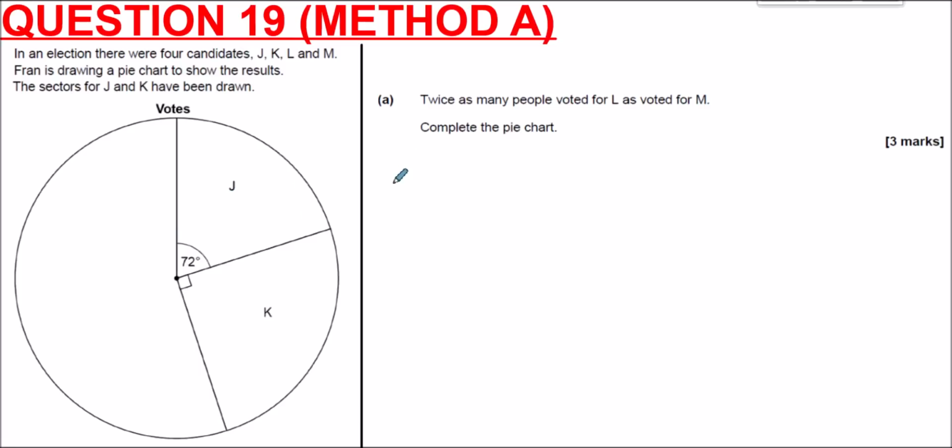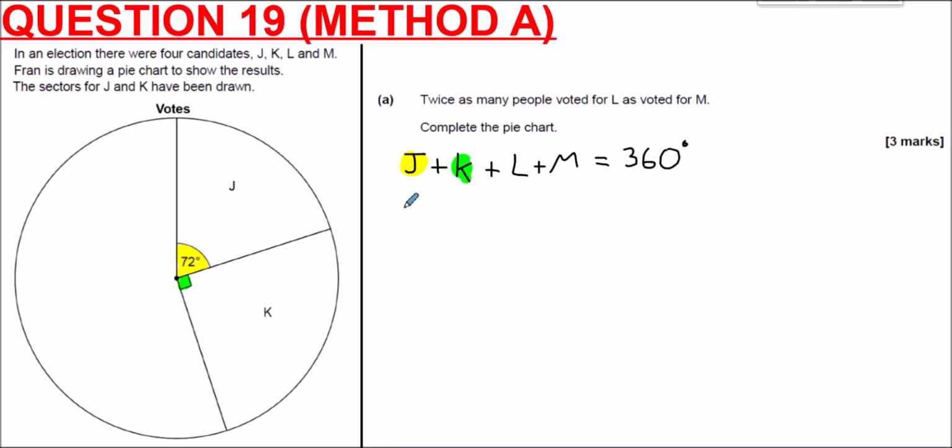And so the angle for J plus K plus the angle for L plus the angle for M will all add up to 360 degrees. We know that for definite just by angle facts of a circle. So J, we've been told, is 72 degrees. And K, again we've been told, because the square symbol denotes a right angle, so K will be 90 degrees.